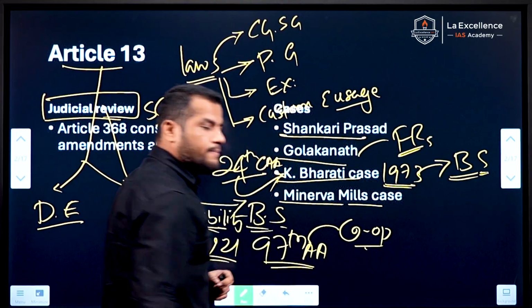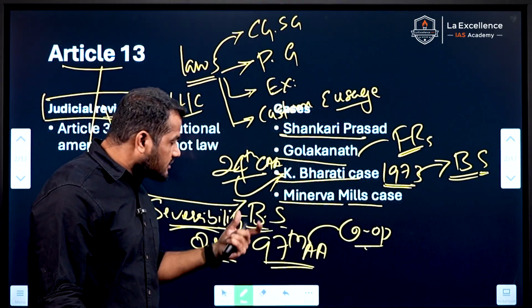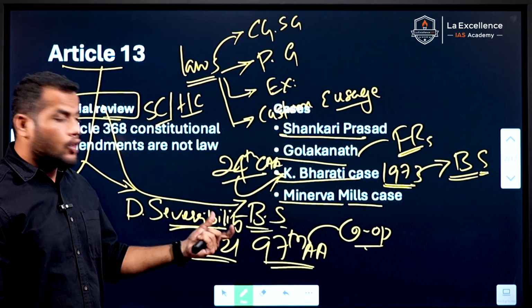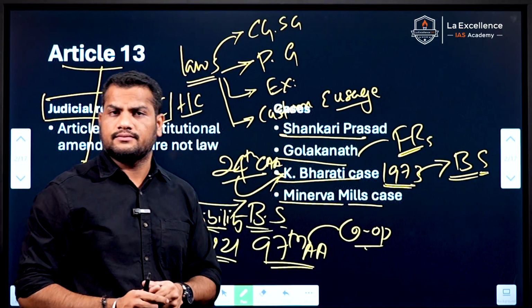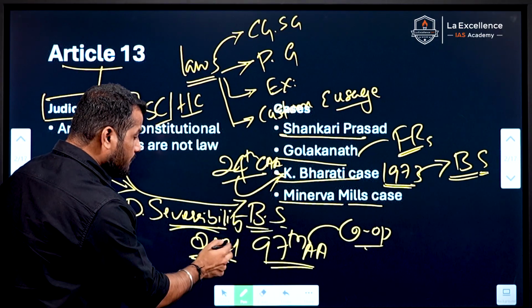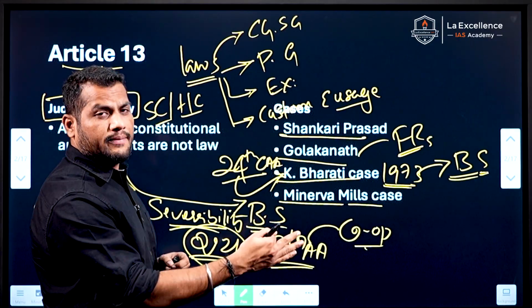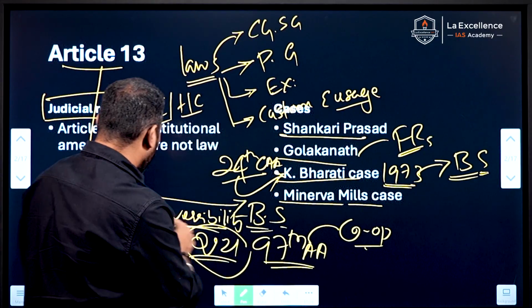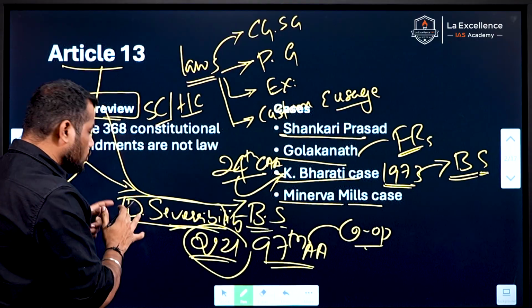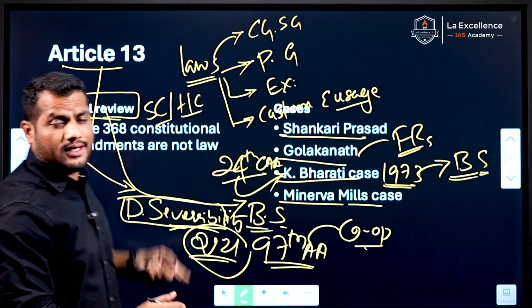Right? The Supreme Court did not strike down the whole 97th Constitutional Amendment Act, but struck down only some portions of it. This is called the doctrine of severability. These two concepts are given by Article 13.